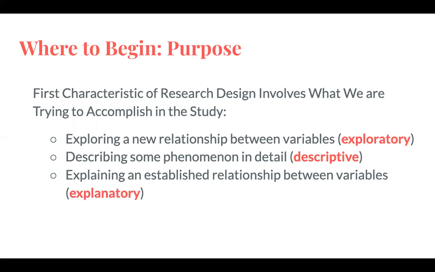And the first characteristic of research design involves what we are trying to accomplish in the study? There are three broad types of studies that you can do. And part of what you have to determine is what is your goal, what is your purpose, what is your objective. If you want to explore a new relationship between variables, then that's an exploratory study. If you want to describe some phenomena in great detail, a descriptive study. And if you want to explain an established relationship between variables, that's an explanatory study.